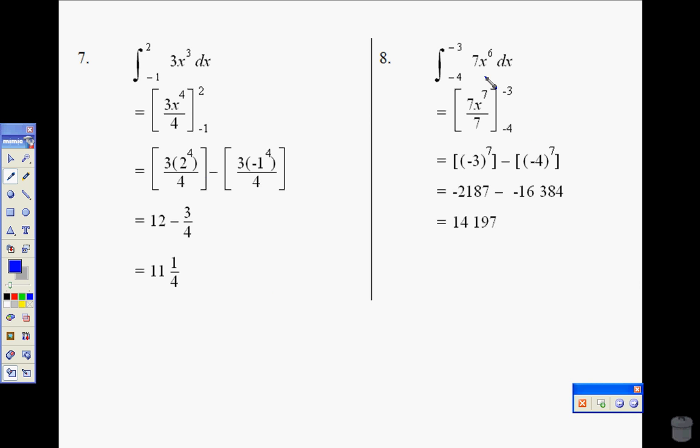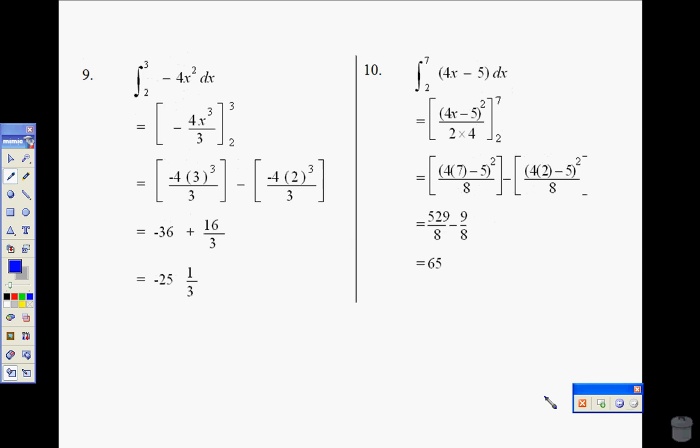7x to the power of 6, again, add 1 to the power, divide by the power, and the 7's cancel. We're going between minus 4 and minus 3. When you're looking at all these, generally the larger number is on top in our integration. Not always the way, but generally you'll see it that way. And we'll look at questions later on where we don't have it there and what we can do to manipulate our equations there. So we substitute our values in, minus 3 and minus 4, do our calculations, and it gives us 14,197. Large number. They're not always that large, but it's possible to get them that large.